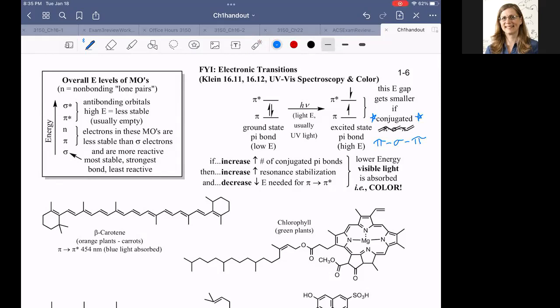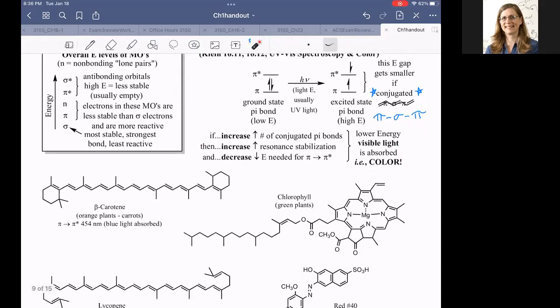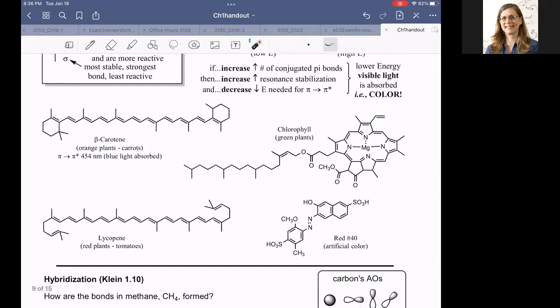And eventually, as we increase the number of conjugated pi bonds, it increases resonance delocalization, resonance stabilization. We'll talk about that in chapter two. And it decreases the energy needed for pi to pi star. Eventually it decreases it so much that you no longer need ultraviolet light. You can actually have visible light causing that transition. That's going to be a lower energy transition that's possible. So for example, let's look at some colored organic compounds like beta carotene.